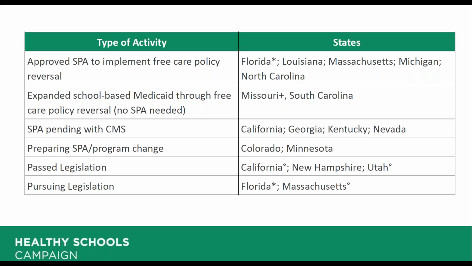Louisiana was the first state to make this change. They just did it for school nurses, and they made the change in 2015. And so in Louisiana, for the past 3+ years, school districts have been able to bill for school nursing services delivered to Medicaid enrolled kids. And then Massachusetts, Michigan, and North Carolina have happened more recently.